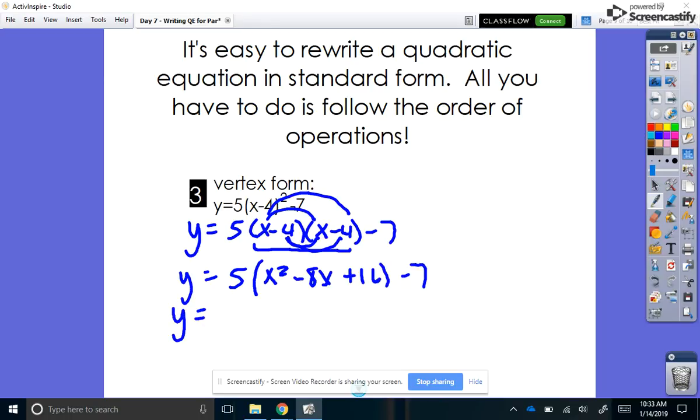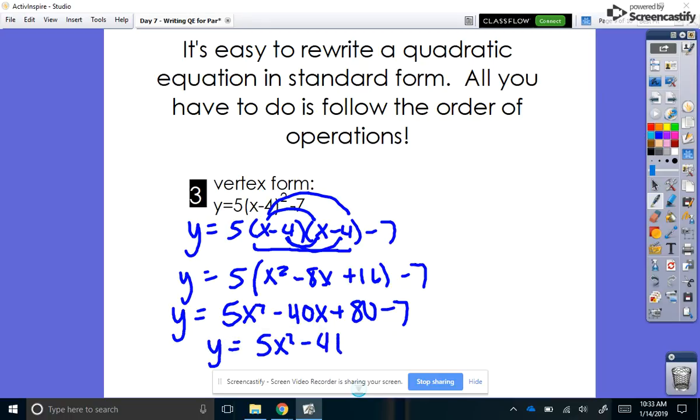Now distribute the 5. So that's going to be 5x squared minus 40x plus 5 times 16, which is 80, minus 7. So 5x squared minus 40x plus 73 is how you would go from vertex form to standard form. And again, you'll have to do that on your test as well. Put it into vertex form first, and then distribute to put that into standard form.